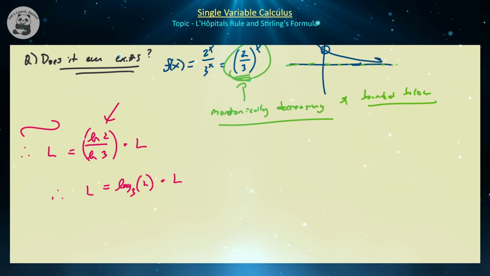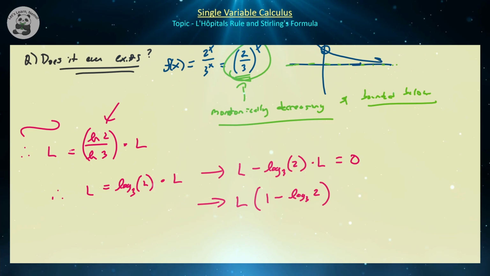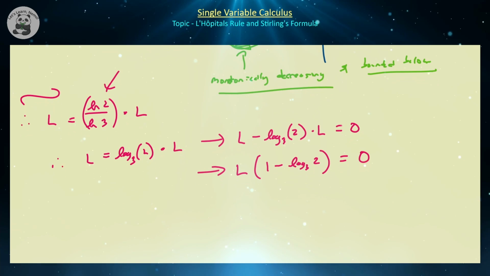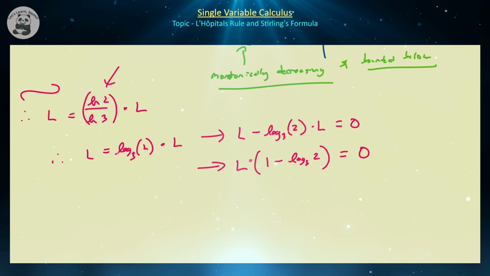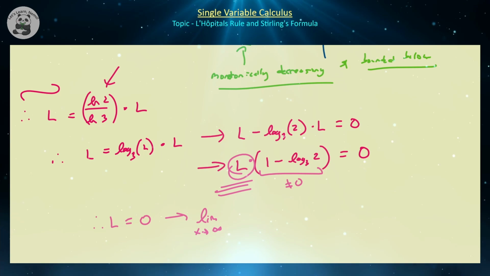And I'm going to move all my L's to the same side. So I'm going to have L minus log base 3 of 2 times L is equal to 0. And then I'm going to factor out my L, so I'm going to have L times (1 minus log base 3 of 2) is equal to 0. So we have a product of two things. We know that the second factor is not equal to 0, which means that L must be equal to 0, implying that the limit as x approaches infinity of (2/3) to the power of x also equals 0.